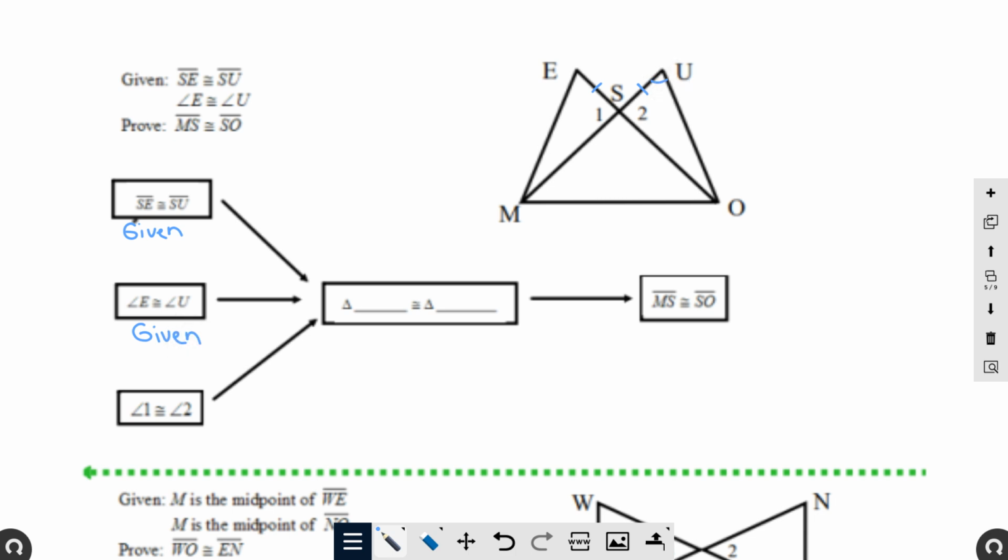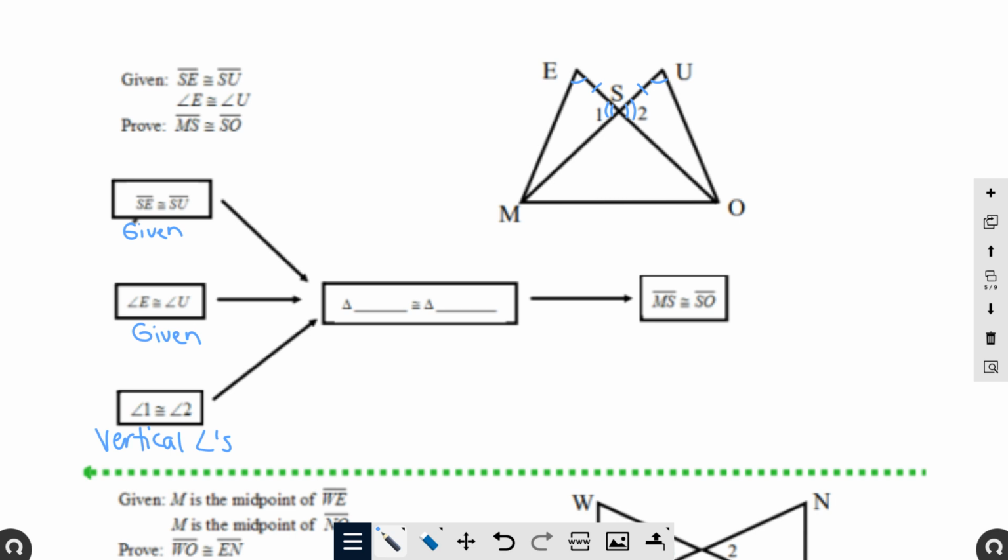So mark it in your picture. Angles are marked with a curve. Angle E is congruent to angle U. Okay. Now we have angle 1 is congruent to angle 2. That's not given, so we need to look at our picture. Here's angle 1. Here's angle 2. Why are they equal? That's right. Vertical angles we know are congruent, so we can just write vertical angles there.